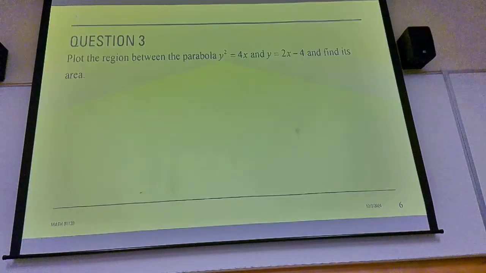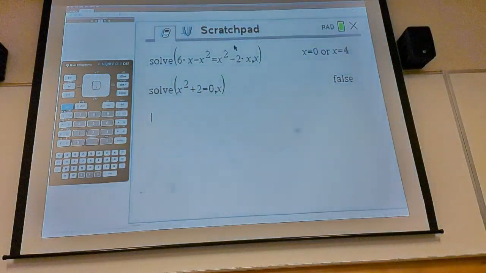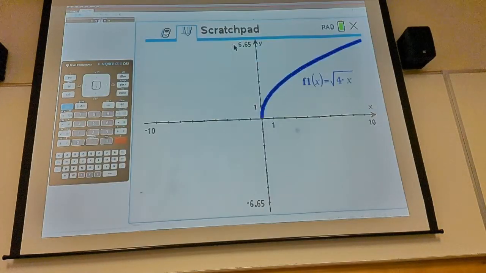If you want to use the plot feature, I think I'll show this here. Control 0 to get the graph. Y squared equals 4x. If I just do square root of 4x, that's what you get. It's clearly not y squared equals 4x. But we can still do it.